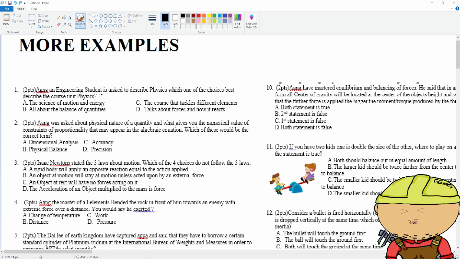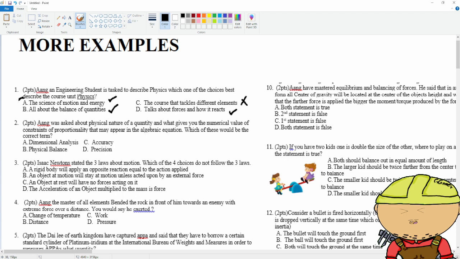An engineering student is asked to describe physics. Which one of the choices best describes the subject physics? A, motion and energy. B, all about the balance of quantities. C, a course that tackles different elements. No, that's chemistry probably. D, talks about forces and how it reacts. Statics. All about balance of quantities, statics again. Science of motion or energy. Yes, physics.